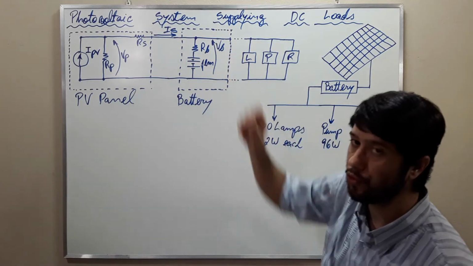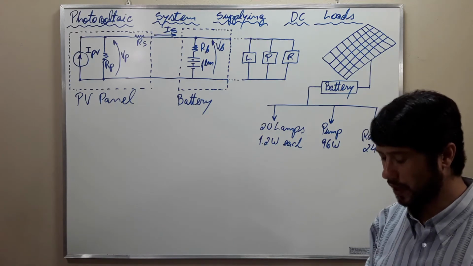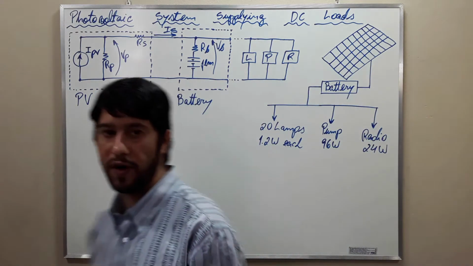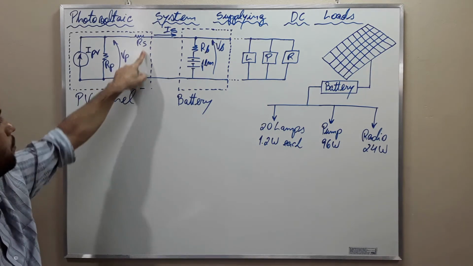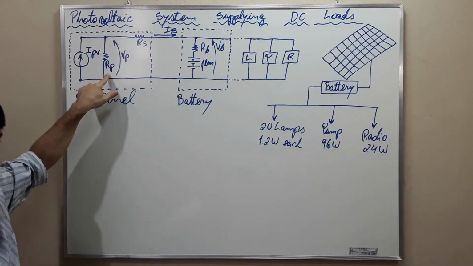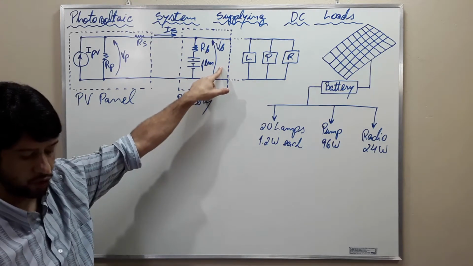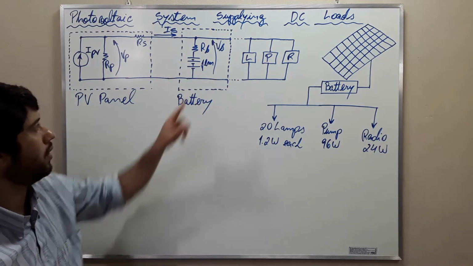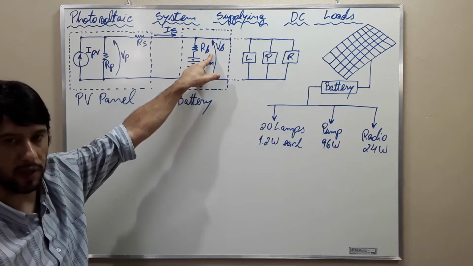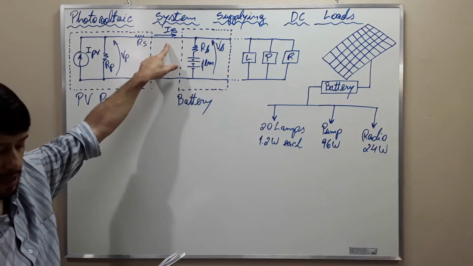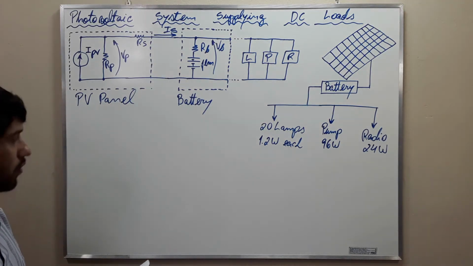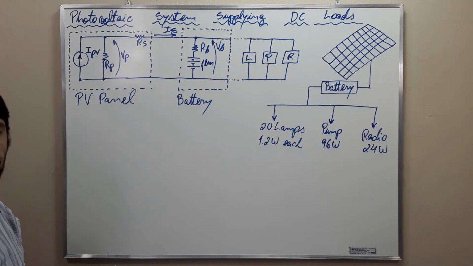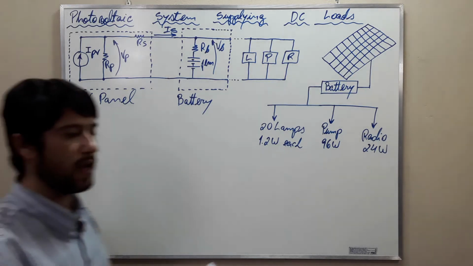The battery is going to supply a current. The values the problem gave us: Rs is 1 ohm, Rp is 210 ohms, Vb is 12 volts, Rb is 20 milliohms, and Is is 9 amperes. With this data, we are going to calculate what the problem wants us to calculate. Let's begin with letter A.